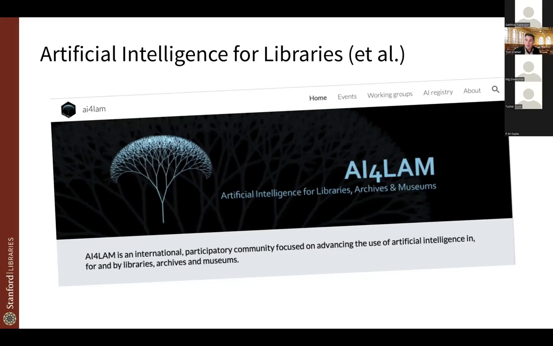We have monthly calls, we have working groups, we have a project registry, and we have a website and working groups where we are collectively trying to understand how machine learning will relate to libraries and how libraries will relate to and support machine learning. And I think there are three big trends that I'm seeing here.